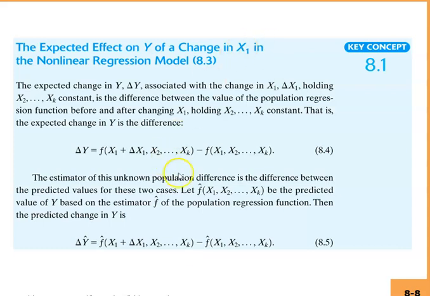So this is just a formal way of saying the same thing. If you want to find the change in y associated with the change in x1, holding all the other x's constant, you will have to take the difference between the value of the population regression function before and after changing x1, utilizing this identity over here, and the corresponding difference between the predicted values of y can be calculated from this identity over here.